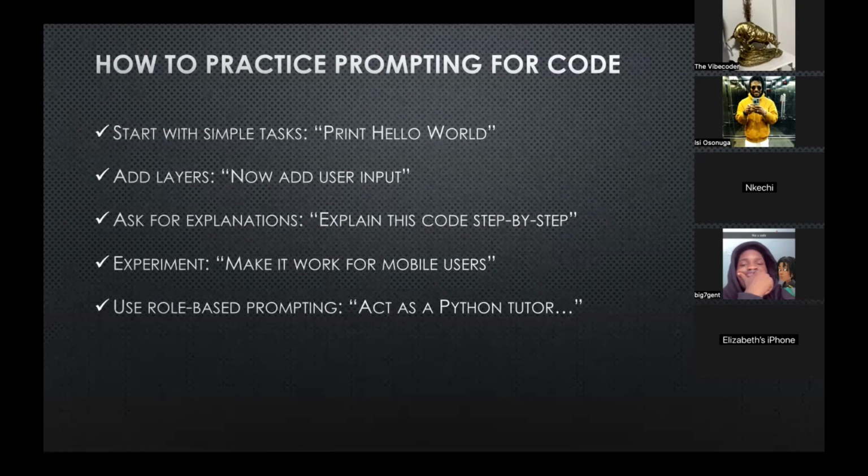Then next, use role-based prompting. Act as a Python tutor and explain the full code, the full structure of the code from beginning to end. The AI should explain to you as a Python tutor, and it should explain to you like someone that does not know anything about coding before. So the AI should be a Python tutor and teach you. Do you guys understand?